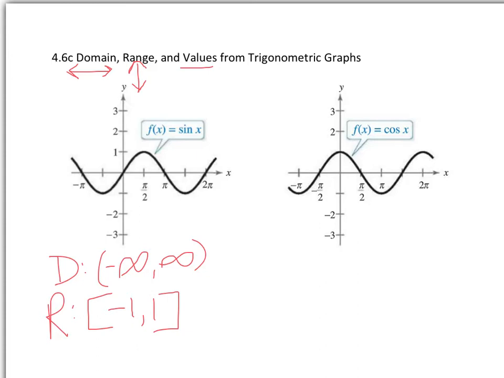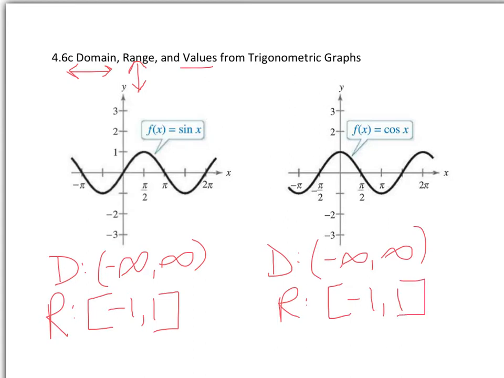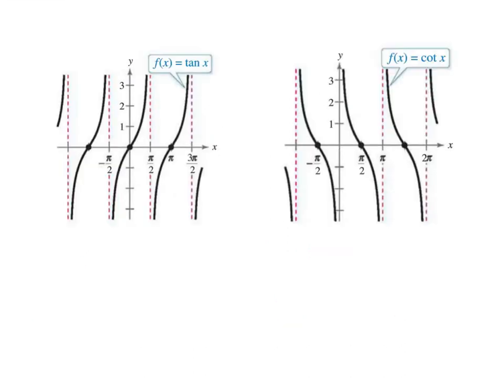Cosine has the exact same domain and range. I'm going left and right forever, negative infinity to positive infinity. My range, up and down, same thing, -1 to 1, inclusive, meaning brackets. Okay, for tangent and cotangent, now we're a little different.